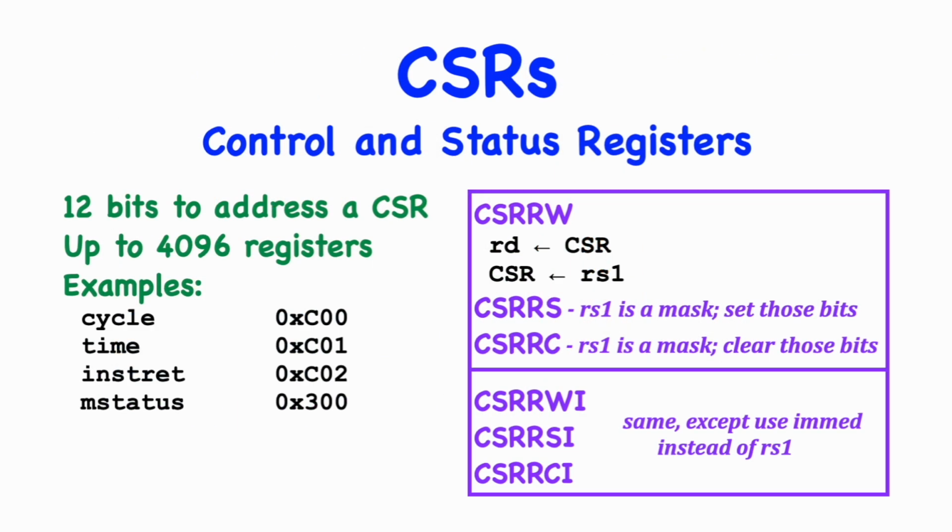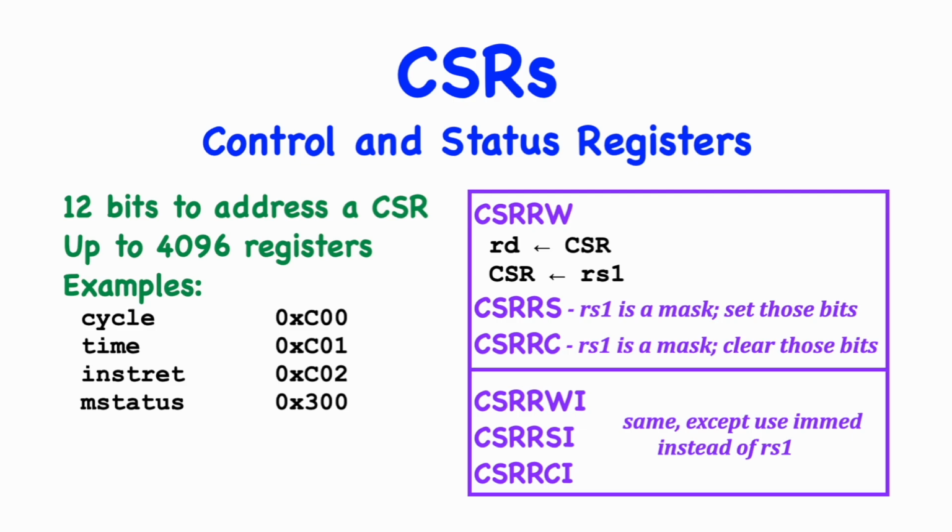In addition to the general purpose registers and the program counter, a RISC-V core will also have a number of so-called control and status registers, or CSRs. We identify general purpose registers with a 5-bit field, and we identify the control and status registers with a 12-bit field. With 12 bits, there can be up to 4096 registers, since 2 to the 12th power is 4096.